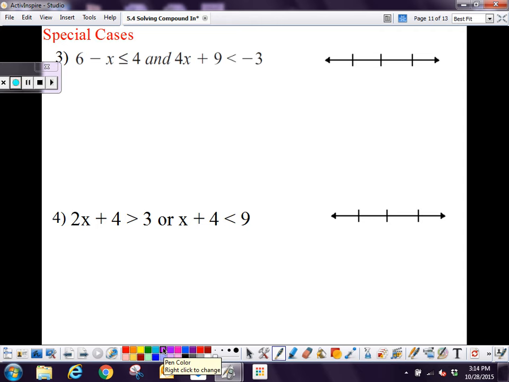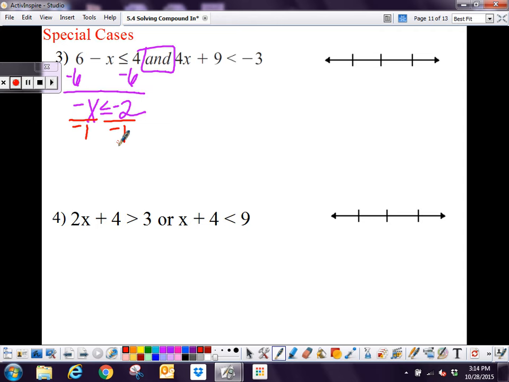So number 3, I'm going to subtract 6. Notice this is an and. That leaves me with -x is less than or equal to -2. Now I don't want to solve -x, I want to solve for x. So we need to divide by -1. But what are we doing here? We're dividing both sides by a negative, which means we need to flip the sign. So I have x is greater than or equal to 2.